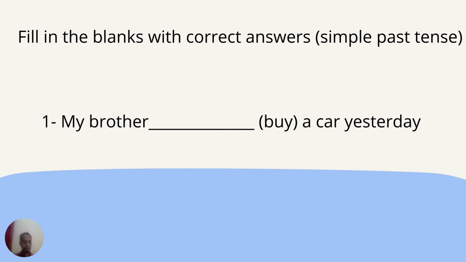For example, number 1, my brother blank buy a car yesterday. So what is the past tense form for buy? We just learned just now what is the past tense form for buy. Good job, class. The answer is bought. So the answer is my brother bought a car yesterday. Repeat after me, class. My brother bought a car yesterday. Good.